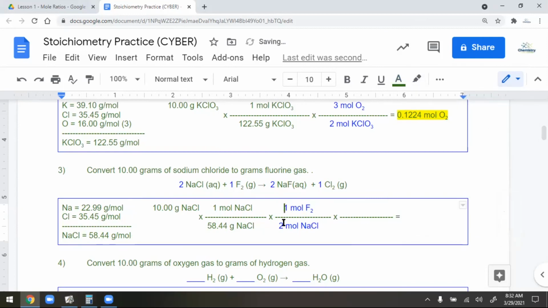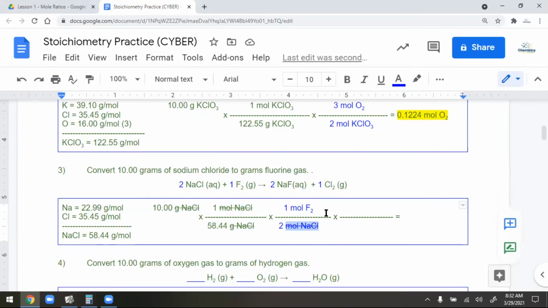Now, if you would like, and you don't have to do this, you can also show how the units cross out by highlighting them and holding down Shift, Alt, and then the number 5. That'll show how the units will cross out. So grams of NaCl cross out. Moles of NaCl also cross out. Right now we have moles of fluorine. We're trying to get to grams of fluorine.